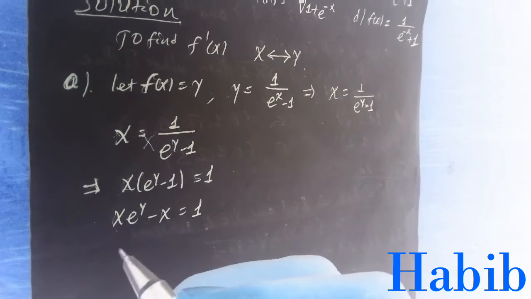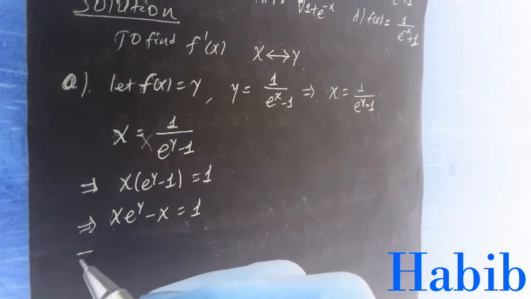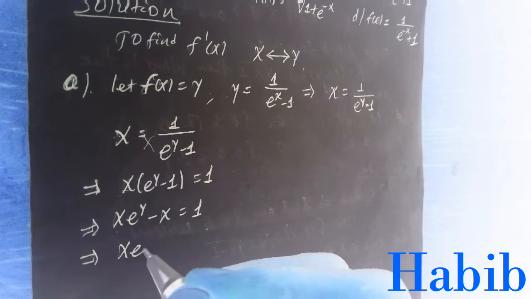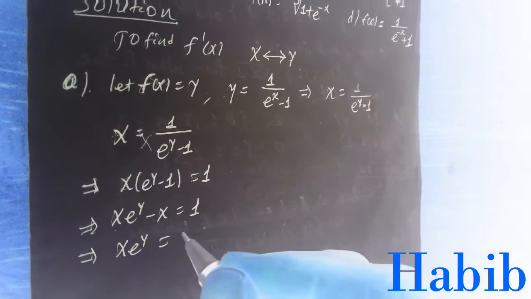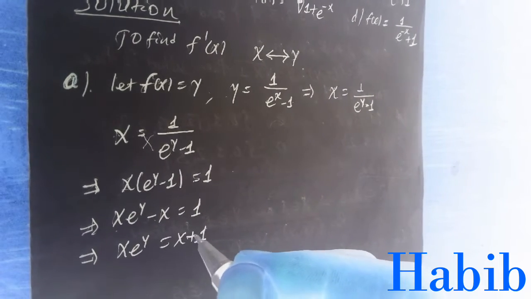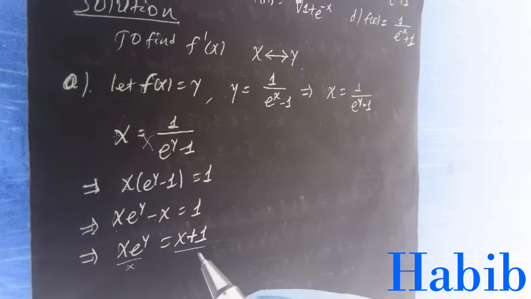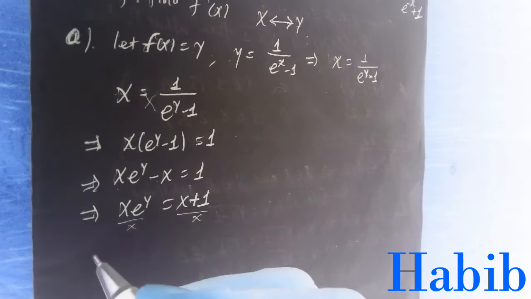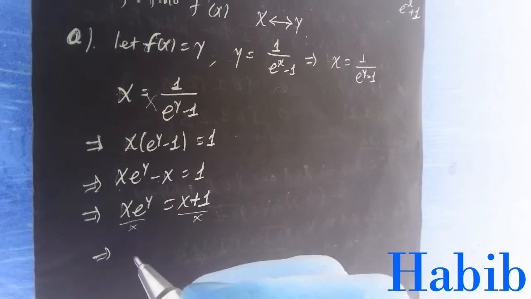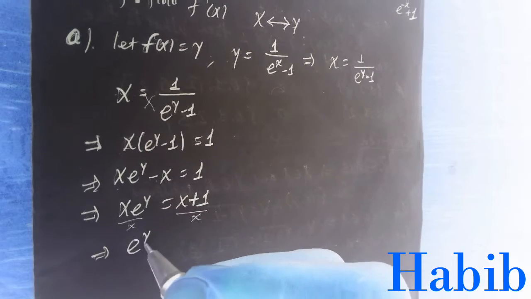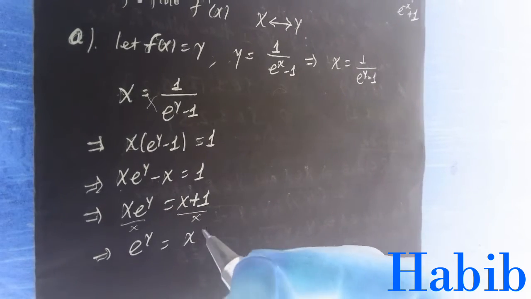Therefore we can collect x on the right hand side. So x e raised to y equals x plus 1, or 1 plus x. Dividing by x, we get e raised to y equals x plus 1 over x.